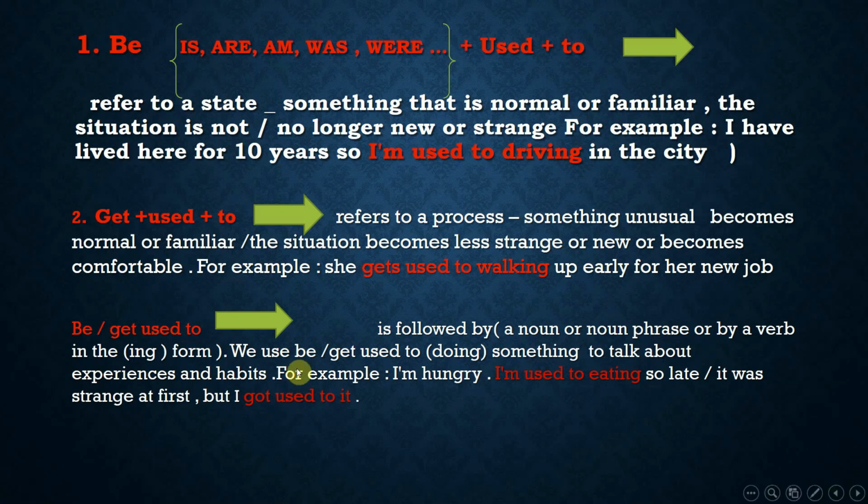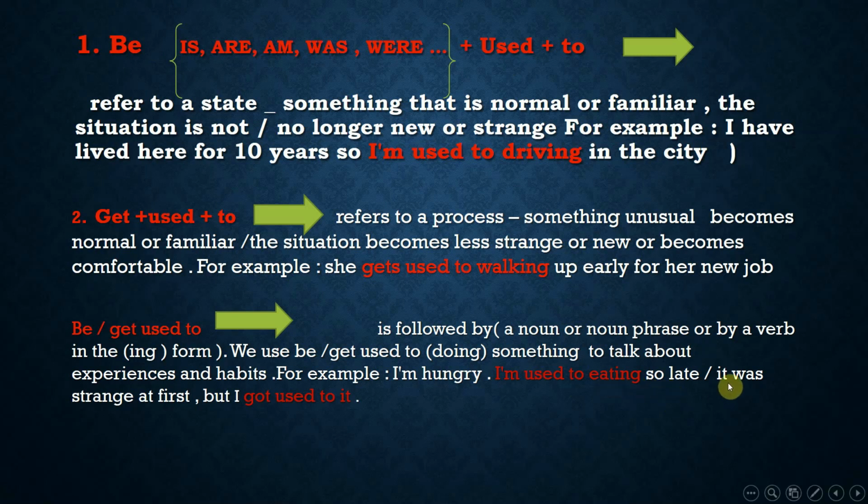We use be or get used to doing something, ing form, to talk about experiences and habits. For example, I'm hungry. I'm used to eating so late. Look at this example. Here we have I'm hungry. I'm used to eating so late. Here we have am. So this is be, من أفعال البي اللي هي am, plus used, plus to, plus the verb which is ing form, eating so late.